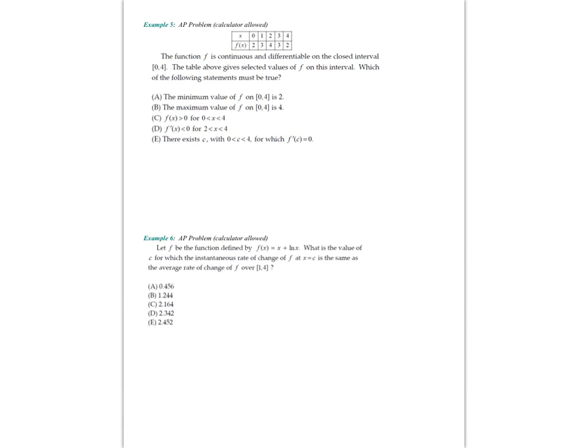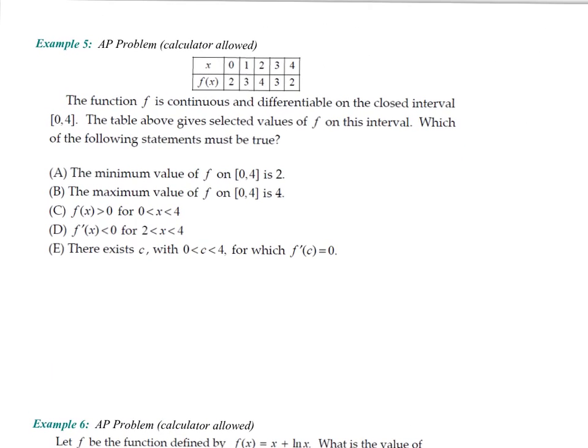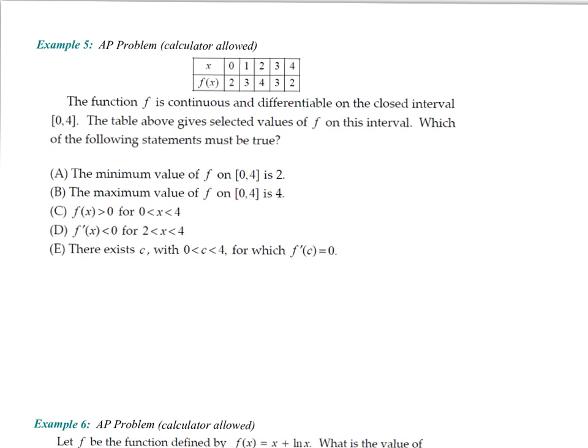Okay, so let's look at the last two problems here. Example 5. Here's a table of values. The function f is continuous and differentiable on this closed interval. Mean value theorem may work here. Okay, so what I would do is I would just look at those values. Which of the following statements has to be true?